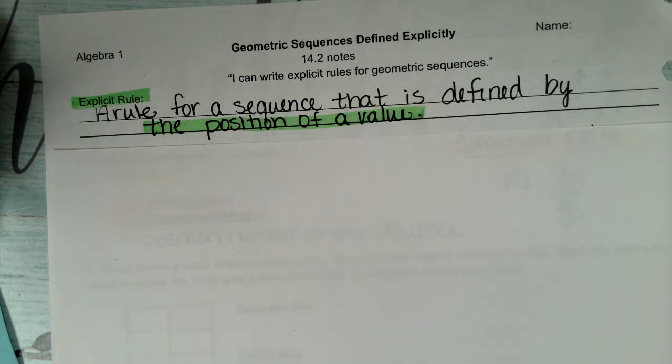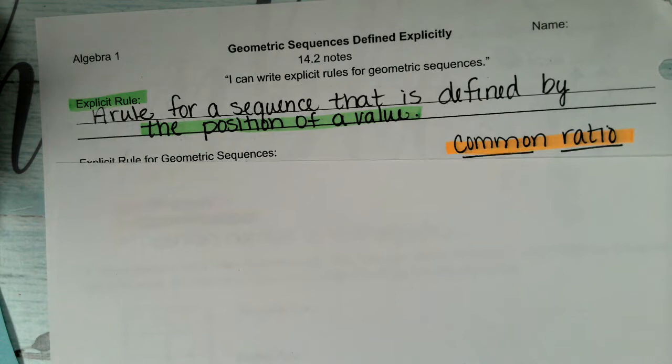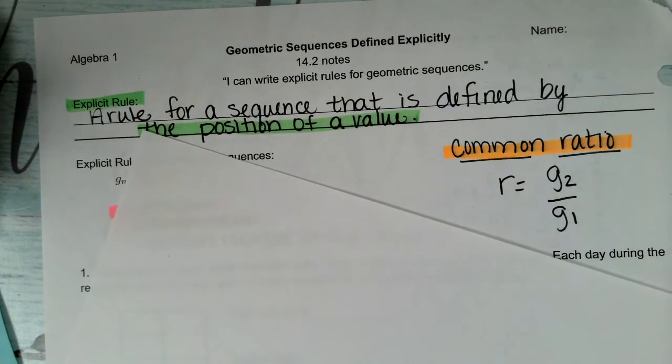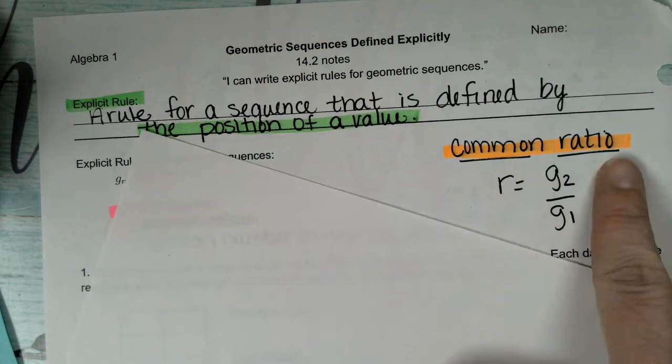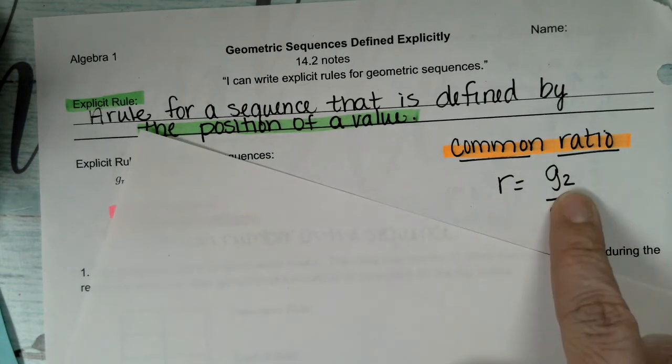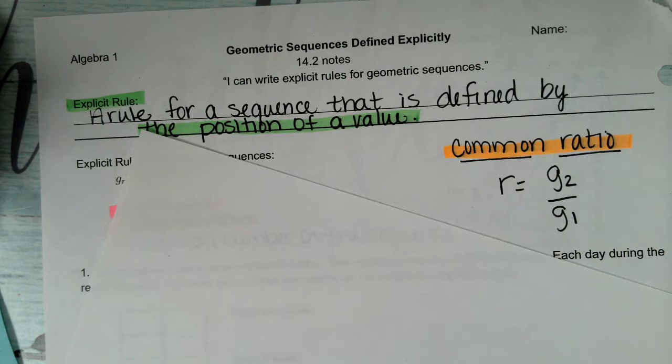So this is going to come in handy when someone is asking you to find the 100th term, because you don't want to list out 99 terms so you can get that 100th term. Instead, you want to be able to use this rule. So the rule for the explicit sequences will still deal with the common ratio. And from yesterday, the R stands for common ratio. And remember, that's the second term divided by the first term.